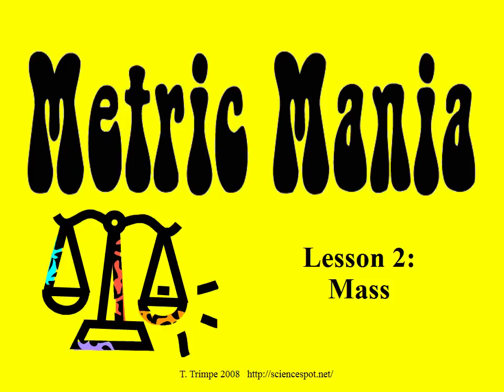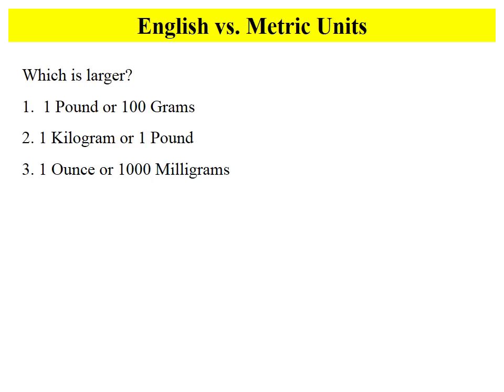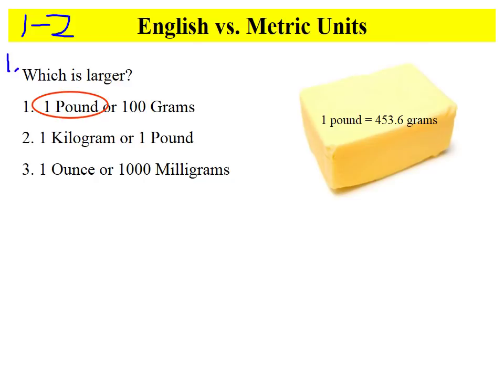Hello, it's me again. We're going to talk about mass for this one. So lesson 2, mass. This first section answers numbers 1 and 2. For number 1, which is larger, between 1 pound or 100 grams, 1 pound is going to be larger.